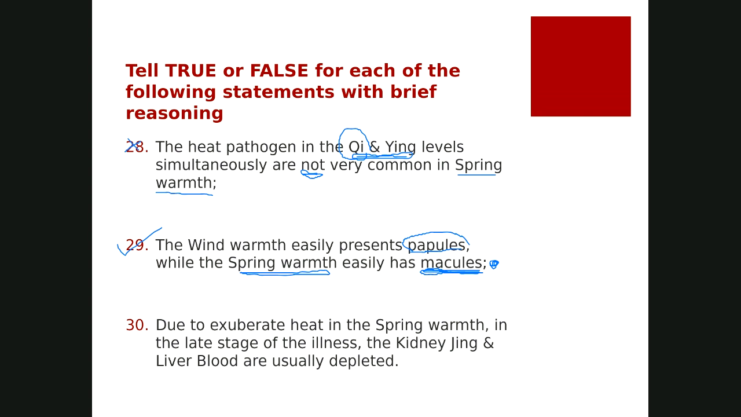Thank you. Now number 30. Due to exuberant heat in spring warm, in the later stage of illness, the kidney essence and the liver blood are usually depleted.